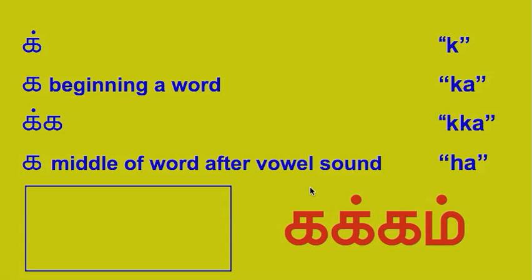All right, next word. First letter, ka, begins a word, so it's the ka sound. Next letter, ik, it's the K sound, and directly following it is the ka sound, so it's this combination, ikka. And the last letter, im, so the word is kakam. The word is kakam, which means armpit.